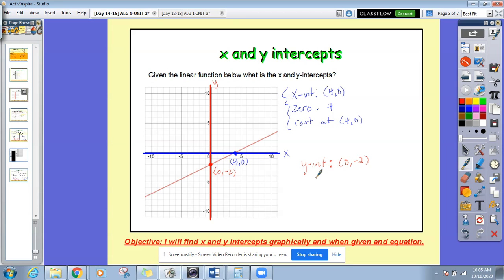Or if we want to abbreviate it, we could say that b is equal to -2, because we usually say that b is our y-intercept. And those are the only two names we have for y-intercept. So that's how you find x and y-intercept from a graph.